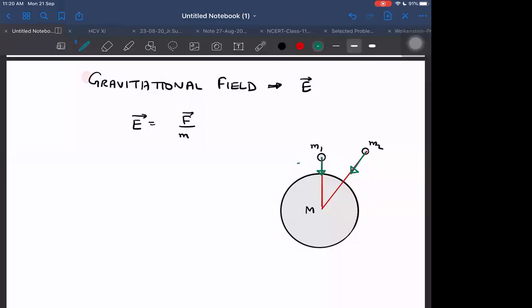Force per unit mass. If I divide by mass, the effect of mass will now be cancelled. Whether the mass is bigger or smaller doesn't matter now; it will just depend on distance. Which means on the closer one there is more force, more field, and on the one which is farther there is less field.